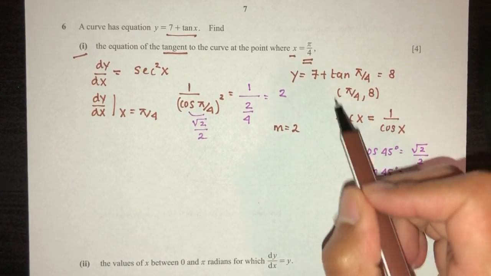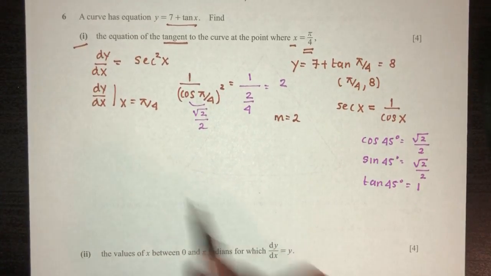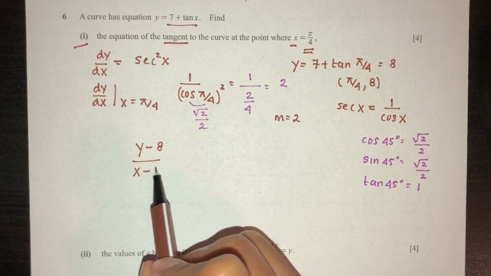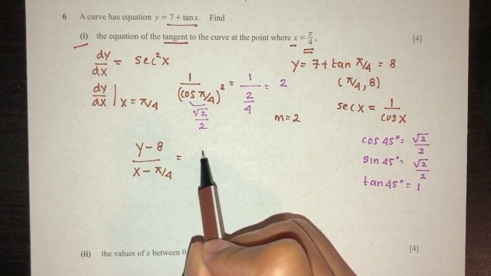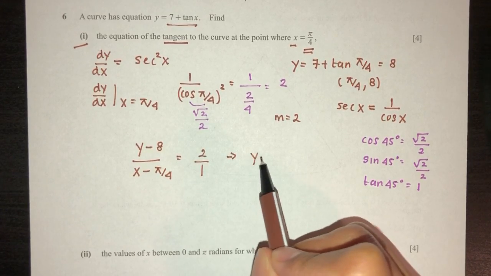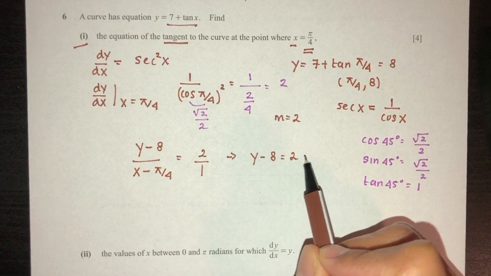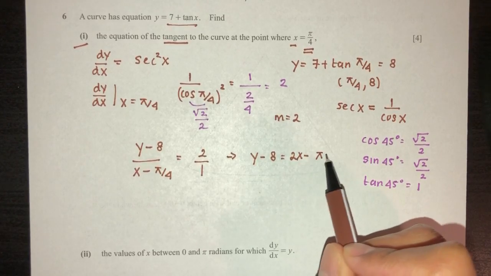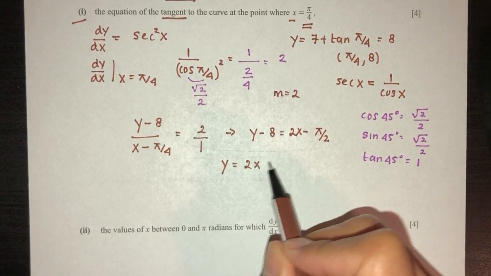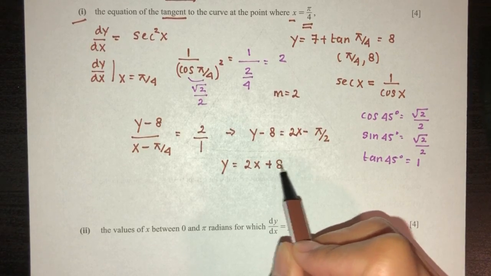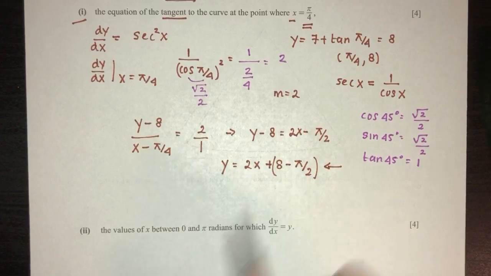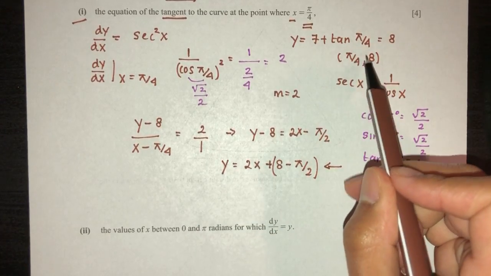Now we have the point here, we can find the equation of the tangent. So (y minus 8) over (x minus pi by 4) is equal to 2. Now we can cross multiply, you will have y minus 8 is equal to 2 times (x minus pi by 4). Now simplify, you will have y equal to 2x plus 8 minus pi by 2. That will be your equation of the tangent at the point x equal to pi by 4.